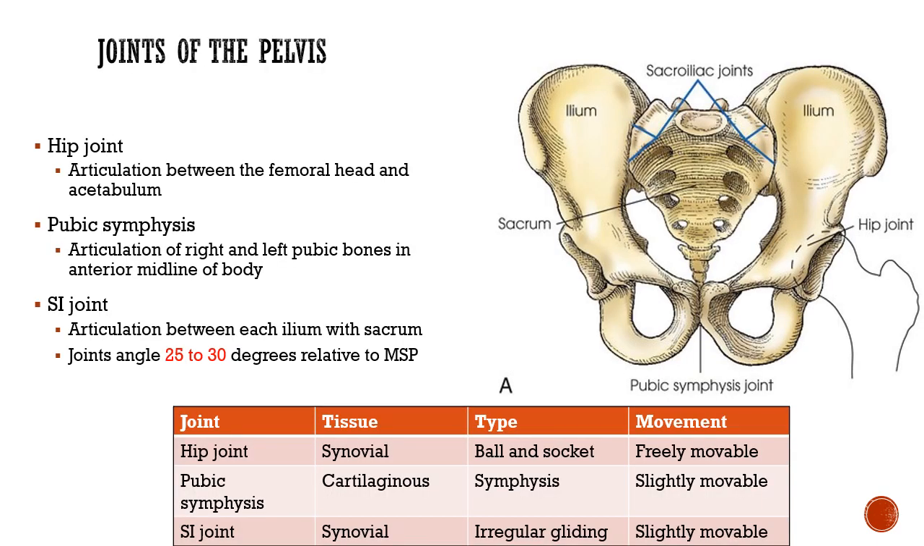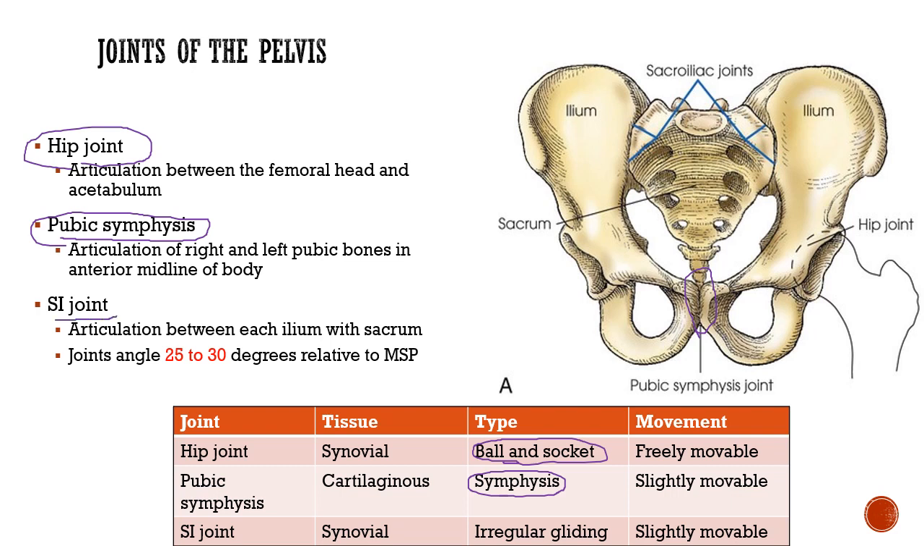The hip joint is the articulation between the femoral head and the acetabulum. That is a ball and socket joint. The second joint that we have is the pubic symphysis. That is the articulation between the right and left pubic bones right in the center. We call that the pubic symphysis, and it's a symphysis joint, a cartilaginous joint specifically.